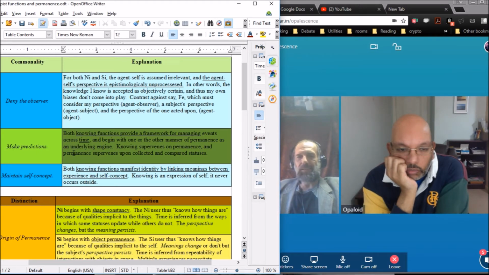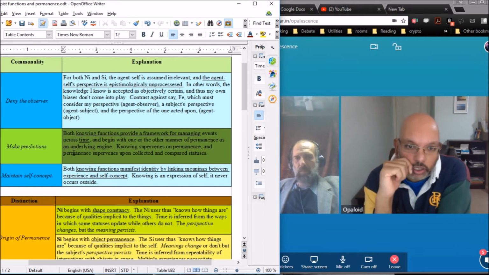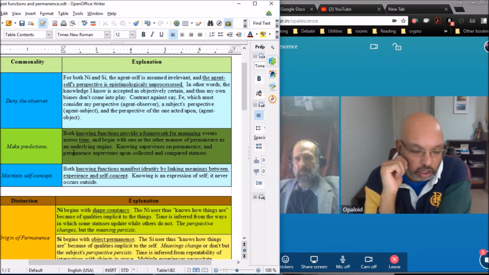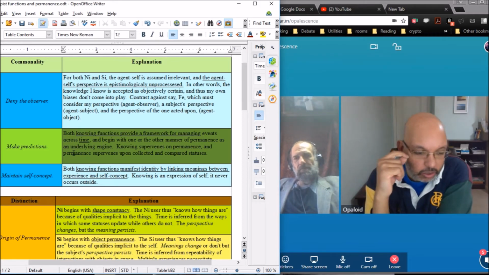Okay. So I've just looked at that table and I've got a few questions. The first is about denying the observer. How are SI and NI specifically denying the observer? Because the way that you framed it is that they know that they may have eaten something or they know something else about whatever else it might be. But how specifically don't they reference themselves? Because surely they are referencing their own experience.